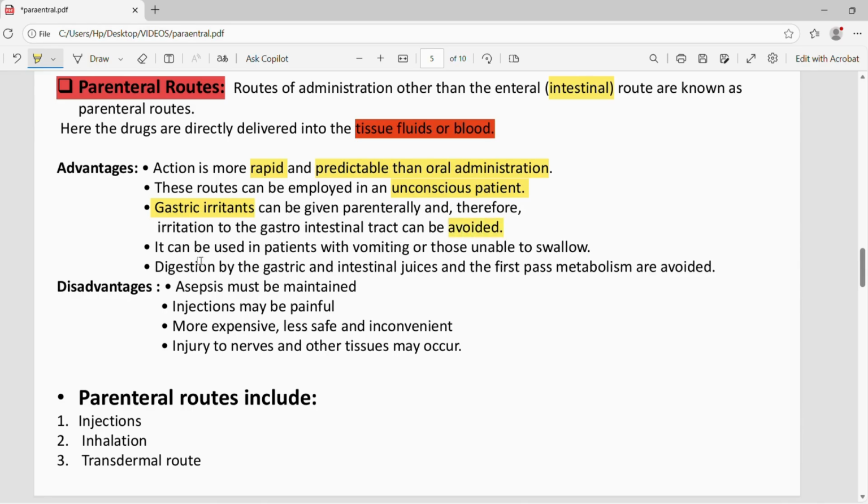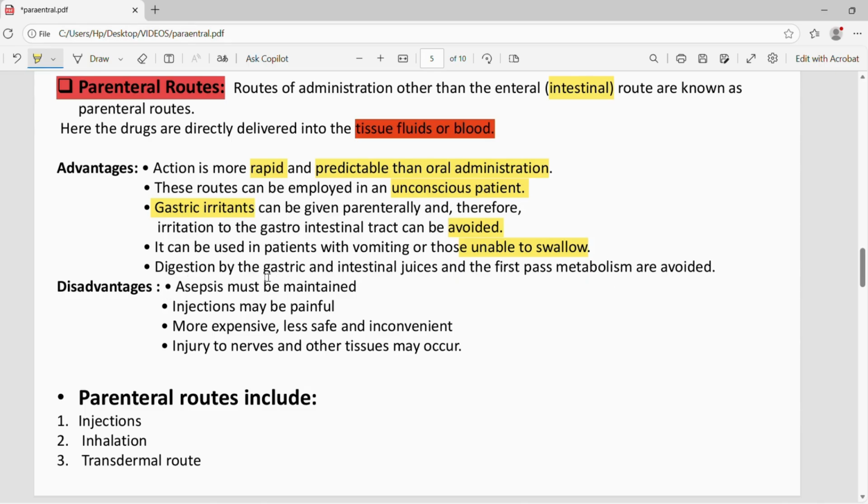It can be used in patients with vomiting or those who cannot swallow. So this route can be useful in patients who are undergoing vomiting or who cannot swallow the drug or medicines. Digestion by the gastric and intestinal juices and the first pass metabolism are avoided.